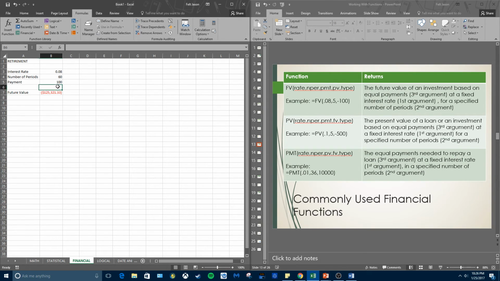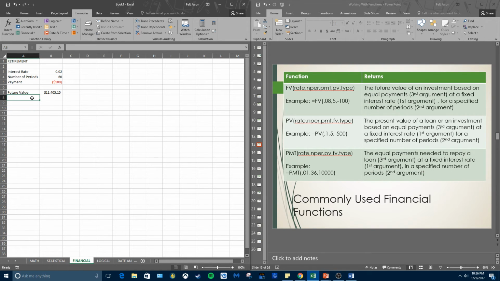So if I put in $100 a month, I'll put it as a negative number because that's going out. I'm paying $100, so it's $100 out of my paycheck. For 60 periods, with an 8% interest rate, I would have a future value of $125,000. And that does not seem right at all. So if I did a 0.02 interest rate, that looks a little bit better. So 0.8 is probably really high. Okay. That makes sense.